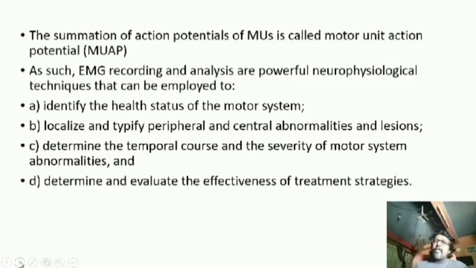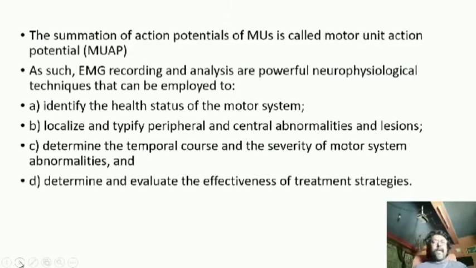As such, EMG recording and analysis are extremely powerful, and can be applied in so many areas, as I mentioned in the previous slide. Some important, very specific applications are these: A, to identify the health status of a motor system; B, to localize and typify peripheral and central abnormalities and lesions.